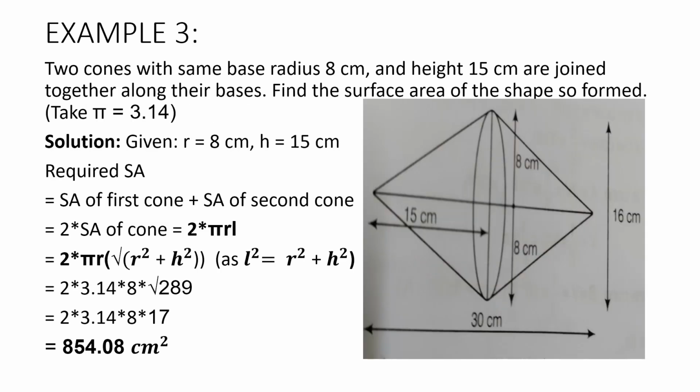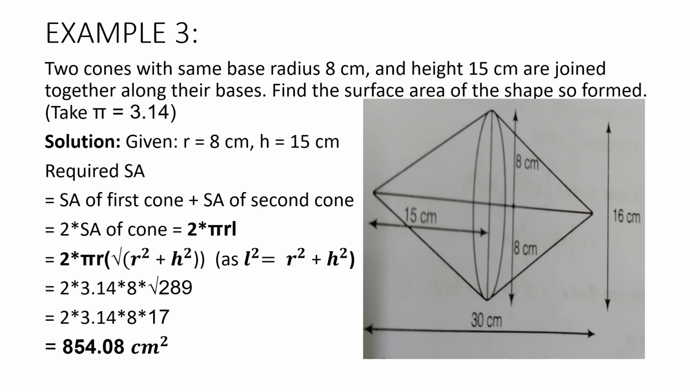Third interesting example. Two cones with same base radius 8 cm and height 15 cm are joined together along their bases. Find the surface area of the shape so formed. Take pi is equal to 3.14. Let us visualize the figure. You are having two cones and both are having radius 8 cm. Height is 15 cm. So the required surface area would be the surface area of the first cone plus the surface area of the second cone.